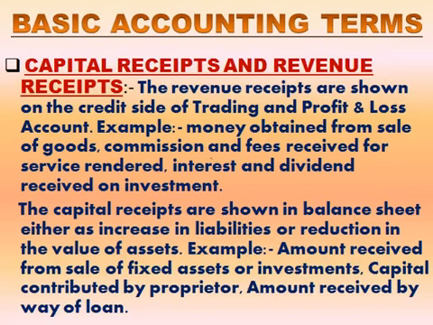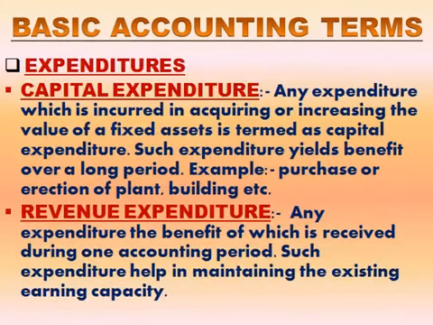Next we will discuss about expenditure. Expenditure includes two types of expenditure, capital expenditure and revenue expenditure. First we will discuss capital expenditure. Capital expenditure is any expenditure which is incurred in acquiring or increasing the value of fixed asset. Such expenditure is usually beneficial for a long period of time. Example, purchase or erection of plant, building, etc. Next is revenue expenditure.